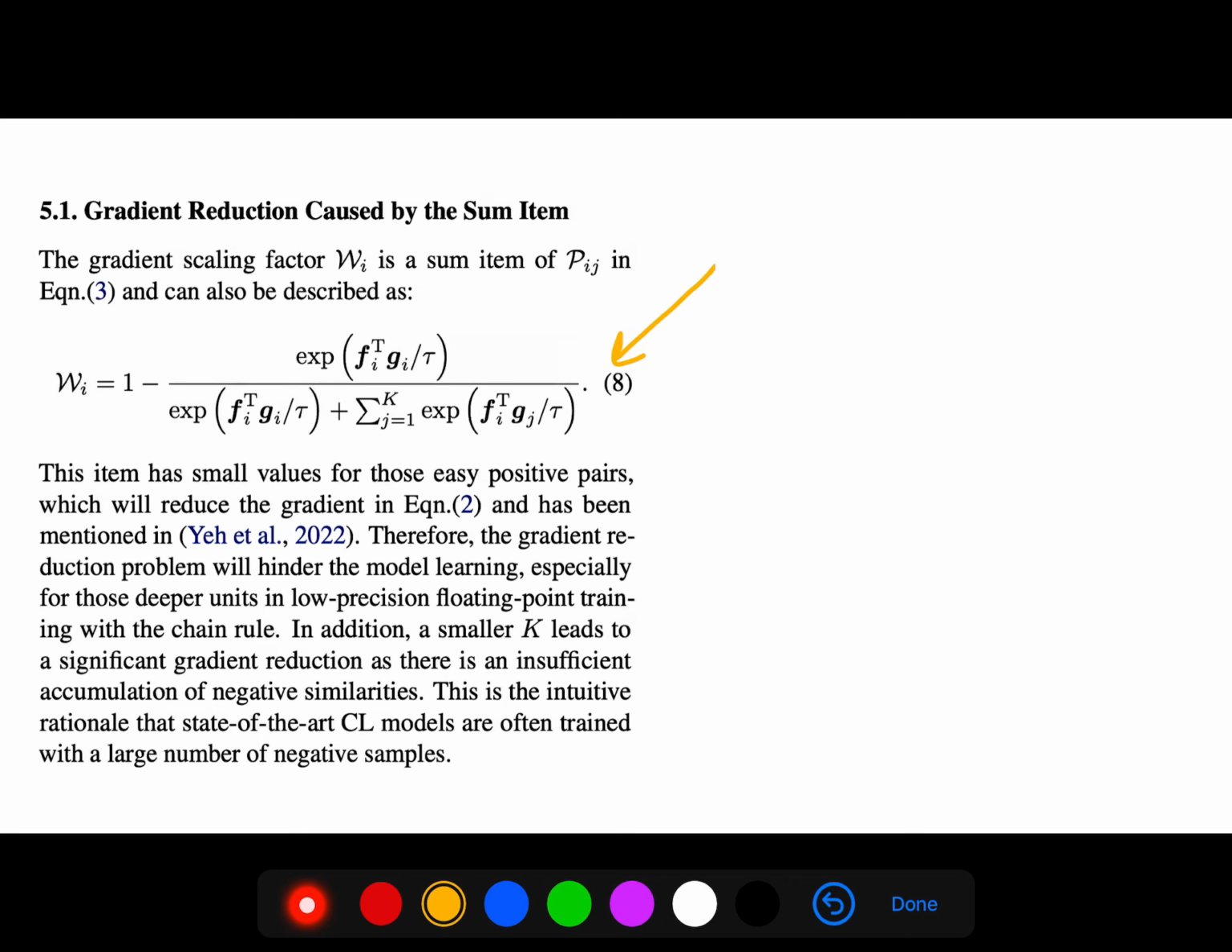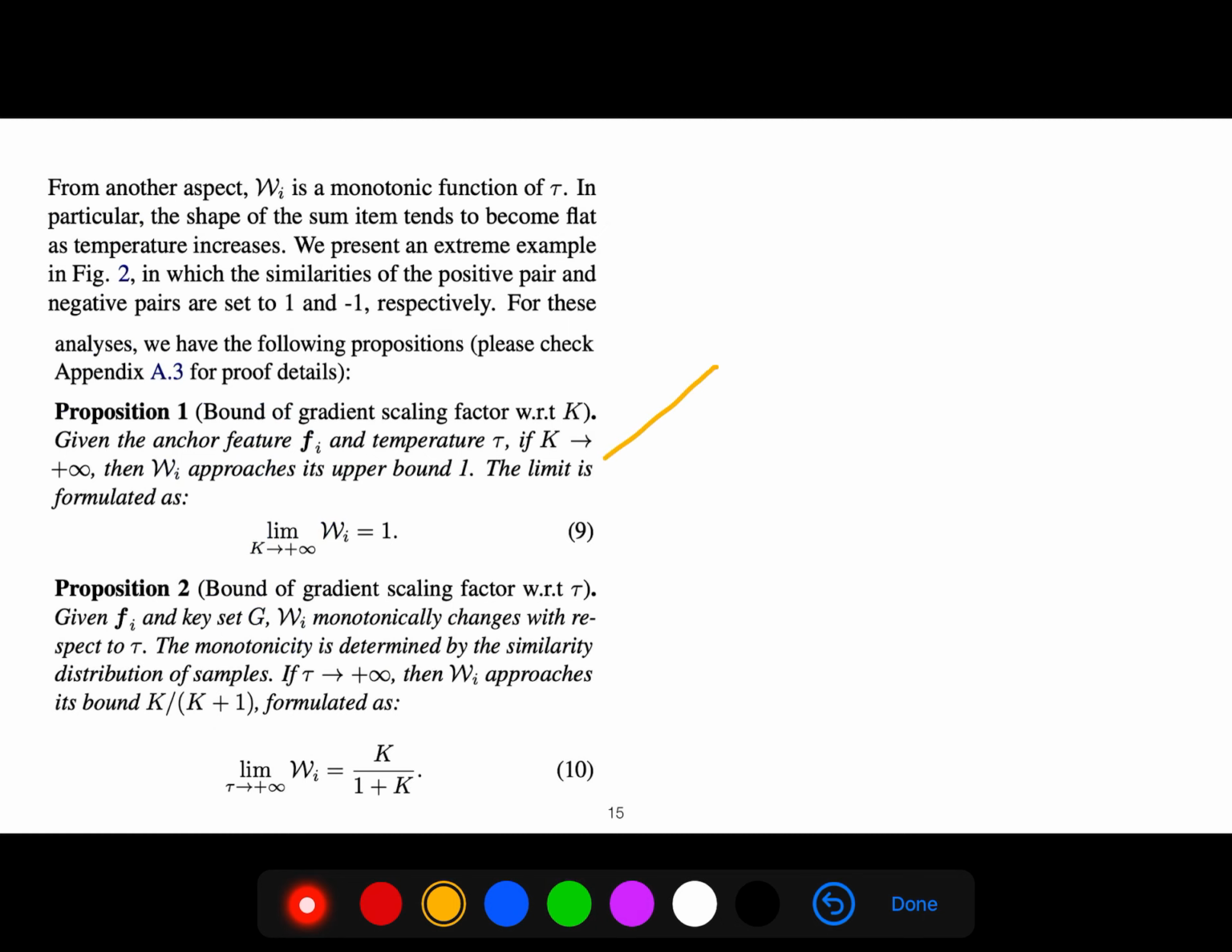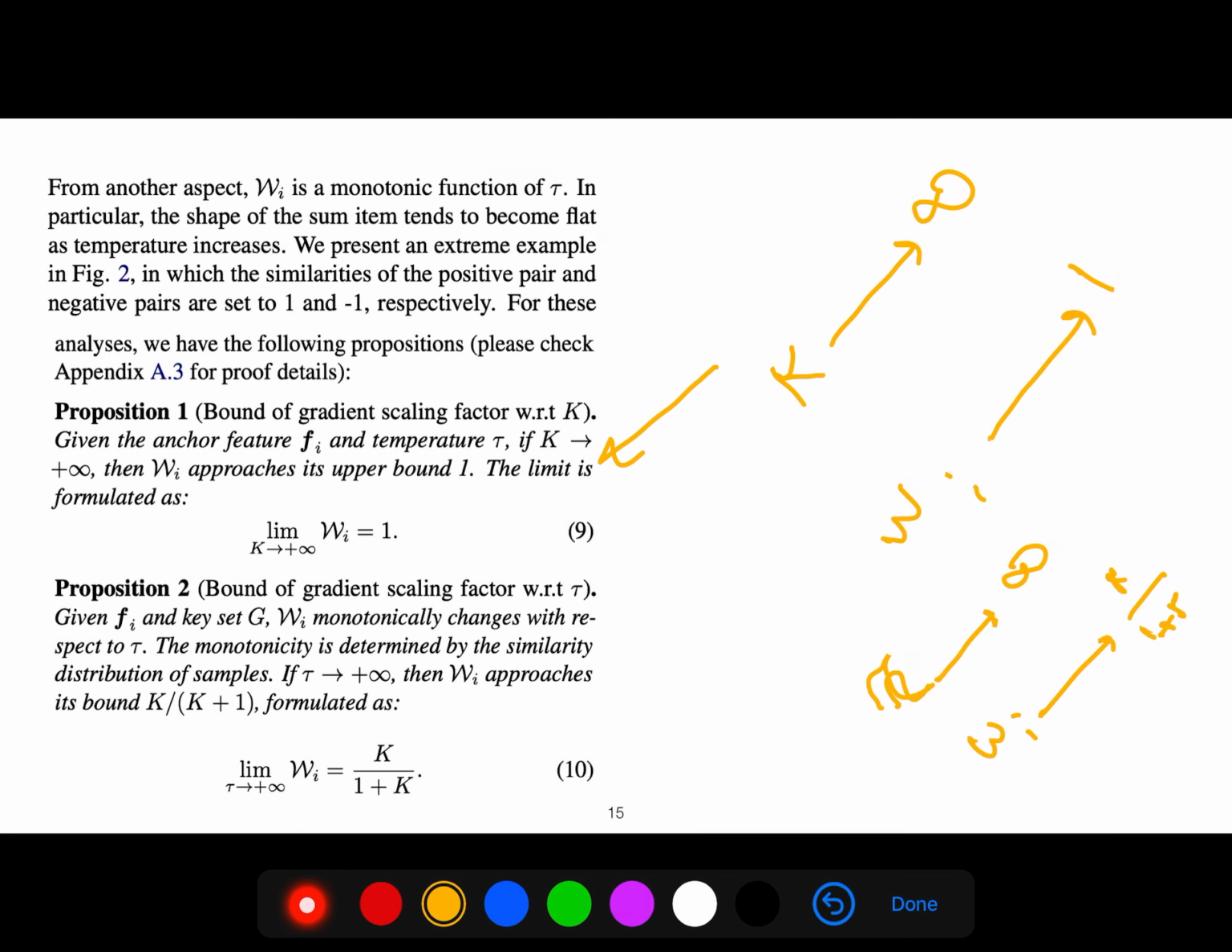In addition, a smaller K leads to a significant gradient reduction, as there is an insufficient accumulation of negative similarities. So they have a proposition that gives a bound of the gradient scaling factor with respect to K. Given the anchor feature F sub i and temperature tau, if your K goes to infinity, then Wi approaches 1, which is its upper bound. There is another proposition that if tau, the temperature, goes to infinity, then Wi is bounded by K over 1 plus K.